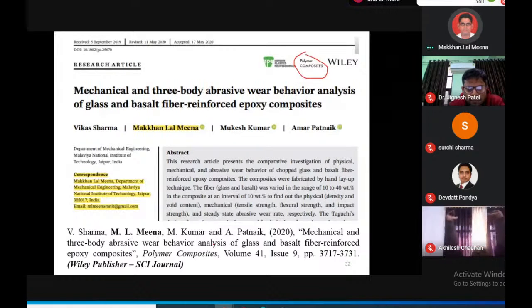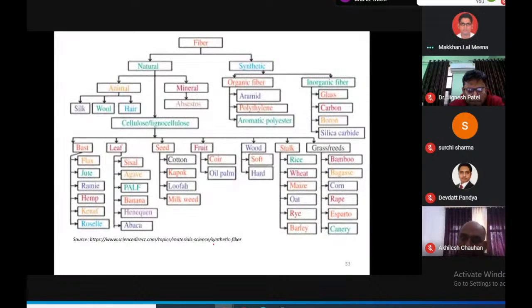Before detailing this case study, now we discuss what fibers are. We can see in this slide, fiber may be natural, may be synthetic. Natural fibers come from animals, minerals, such as silk, wool, hair, and also cellulose. These are the further classification of natural fibers, and these are the synthetic: organic and inorganic, with organic fibers further classified into aramid, polyethylene. So these are the different fibers based on different classification.